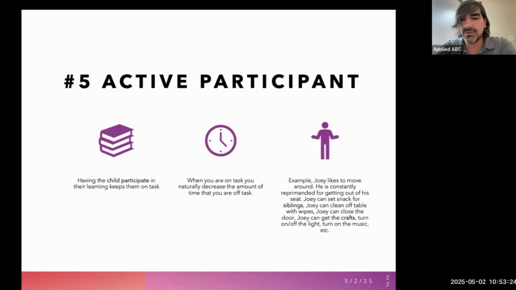An example: Joey likes to move around. He's constantly reprimanded for getting out of his seat. Joey can set snack for siblings. Joey can clean off the table with wipes. Joey can close the door. Joey can get the crafts, turn off the light, turn on the music, etc. So keep them involved. Don't have them be passive. Give them things to do, and doing those things will result in reinforcement. So it's more opportunities for reinforcement. It's just a matter of having them be full partners in the work that we're doing.